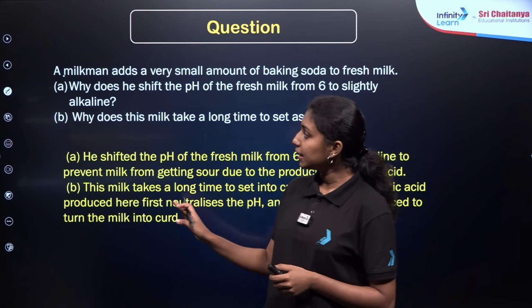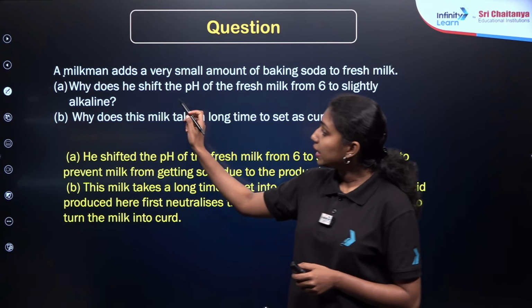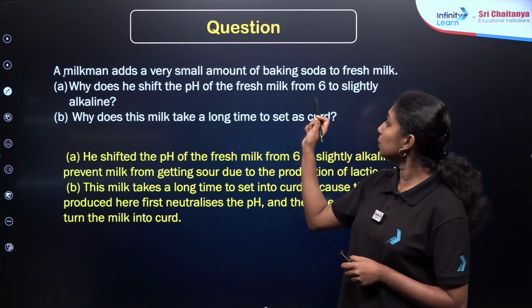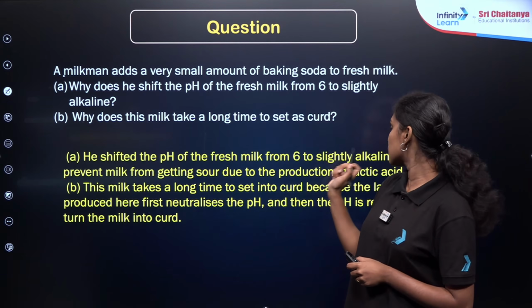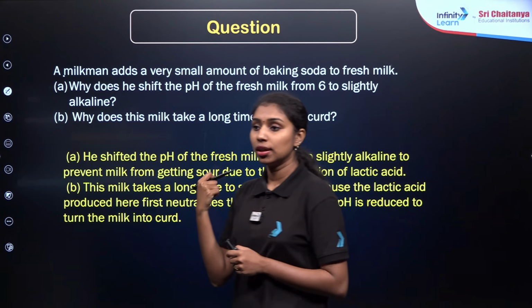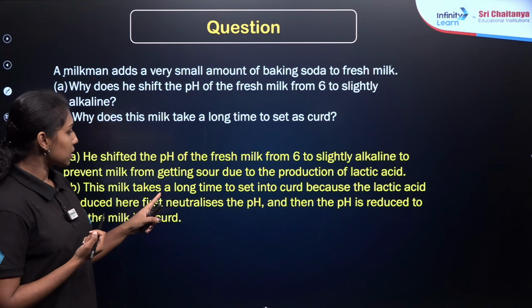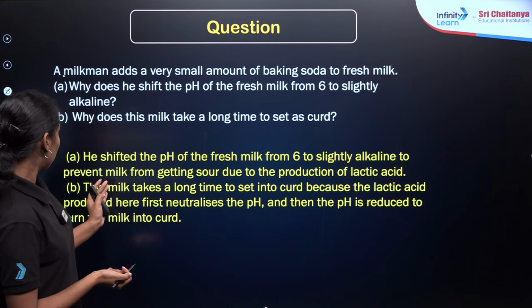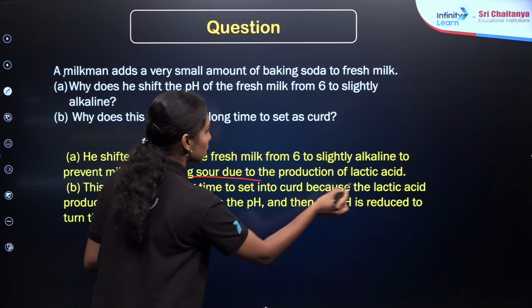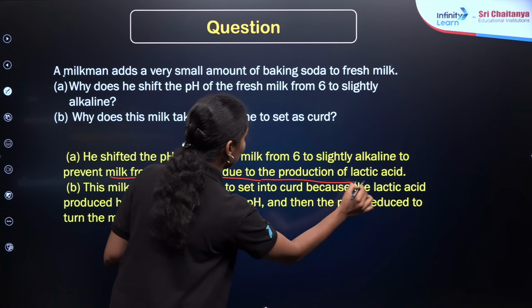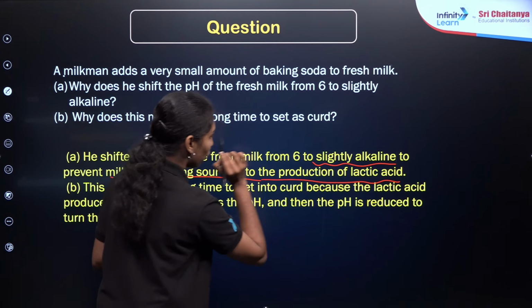So the answer is provided here. Why does he shift the pH of the fresh milk from 6 to slightly alkaline? We know that in the case of curd, a sour taste is present. So in order to prevent the milk from getting a sour taste, they add a slightly alkaline solution. I hope you understand.